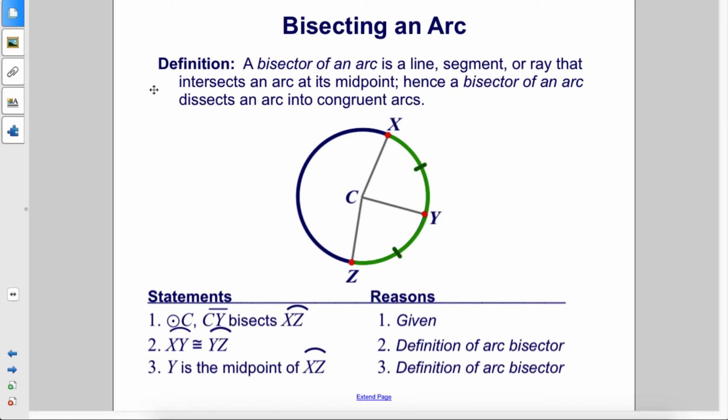Bisecting an arc. Definition. A bisector of an arc is a line, segment, or ray that intersects an arc at its midpoint. Hence, a bisector of an arc dissects an arc into congruent arcs. So given circle C and CY bisects arc XZ, we have that arc XY is congruent to arc YZ, because that's the definition of an arc bisector. And we also know that Y is the midpoint of arc XZ because that is the definition of an arc bisector.